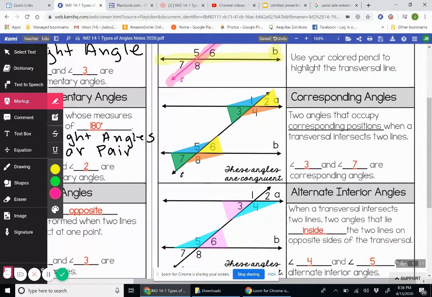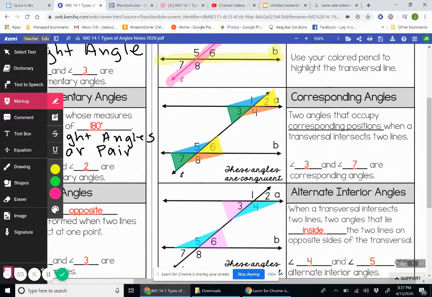When you have 2 lines that are cut by a transversal, it creates 8 different angles. They're numbered in this second slide right here. We have 1, 2, 3, 4, 5, 6, 7, 8. These angles always have the same relationship to each other. Some of them are congruent, some of them are supplementary, but the angle pairs will always have the same relationship to each other. The first one is corresponding angles.